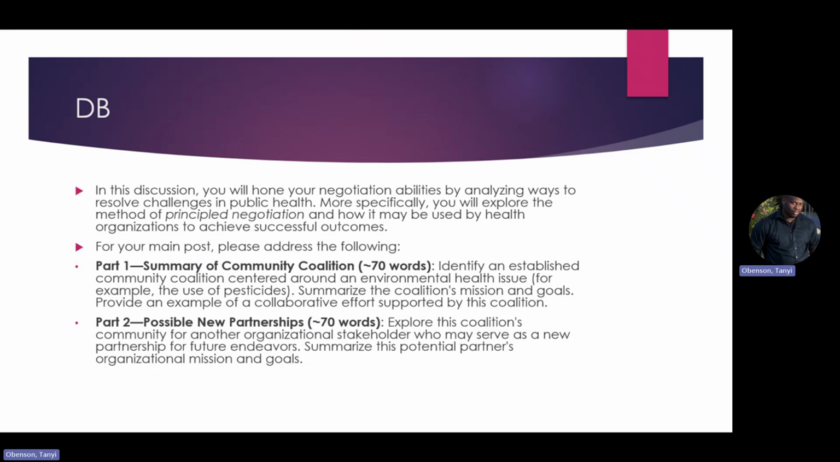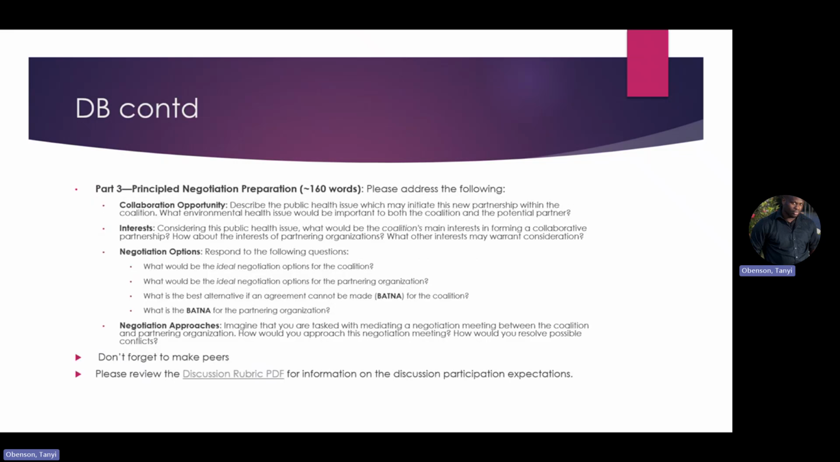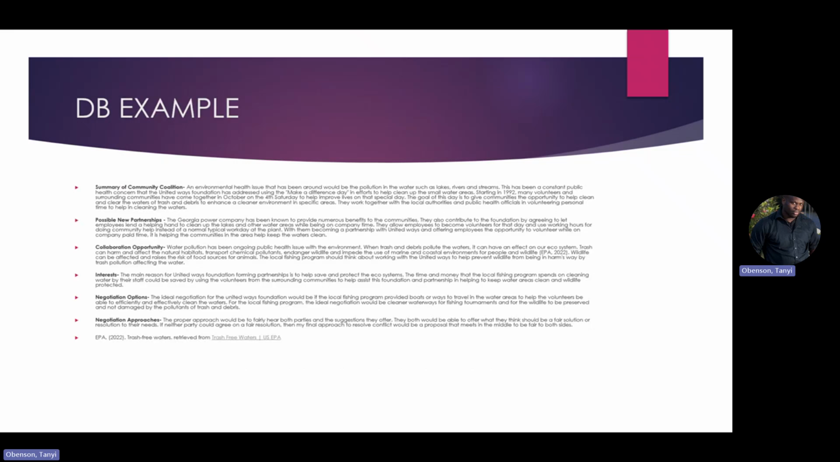For your main posts, address the following: summary of community coalition, identify and establish a community coalition centered around an environmental health issue. Possible new partnerships: explore this coalition's community for other organizational stakeholders who may serve as a partner for future endeavors. Part 3, principled negotiation preparation: focus on or address collaboration opportunity, interest, negotiation options, and negotiation approaches. Don't forget to respond to 2 peers to get full credit. And here's just an example of what a discussion board 5 should look like.